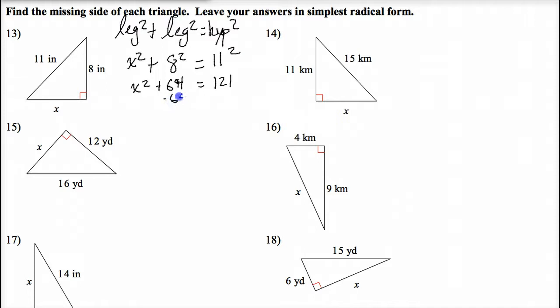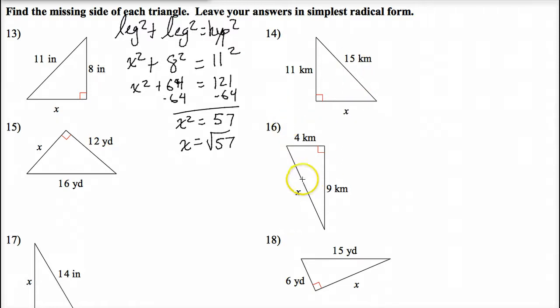So I'm going to subtract 64, and that would give us 57. And x squared equals 57. x equals the square root of 57. That's it. That's all we're really doing. It's really practicing that idea of the Pythagorean theorem.